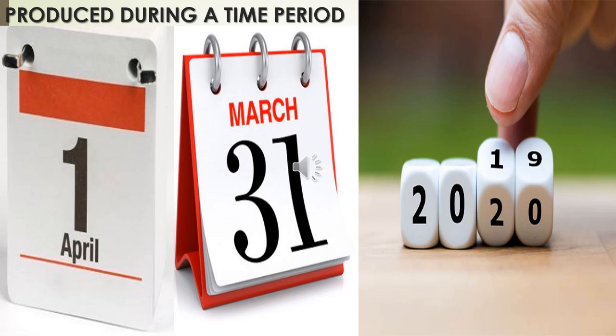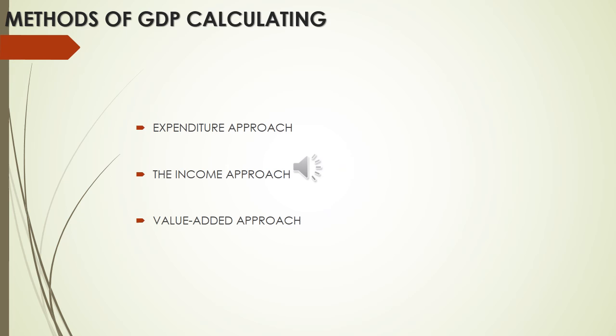Produced during a time period: the GDP of a country measures the market value of goods and services produced only during the specified time period. The goods and services produced in earlier periods are not included. In India, GDP is measured both annually and quarterly. Quarterly means once in 3 months. The annual GDP is for a financial year, from April 1, 2019 to March 31, 2020.